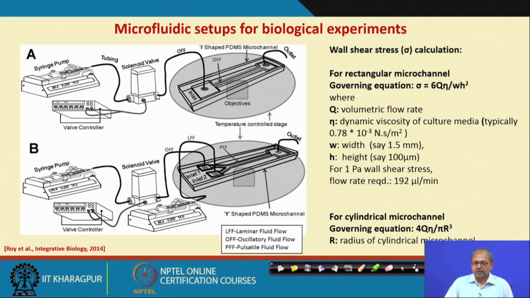And for a rectangular channel, the wall shear stress is governed by the equation sigma equals 6 q eta by W h square, where sigma is the wall shear stress, q is the volumetric flow rate, eta is the dynamic viscosity, W is the width of the channel, and h is the height. For a channel of width 1.5 millimeter and height 100 micrometer, if we flow the fluid at 192 microliter per minute, then the wall shear stress will be 1 Pascal.